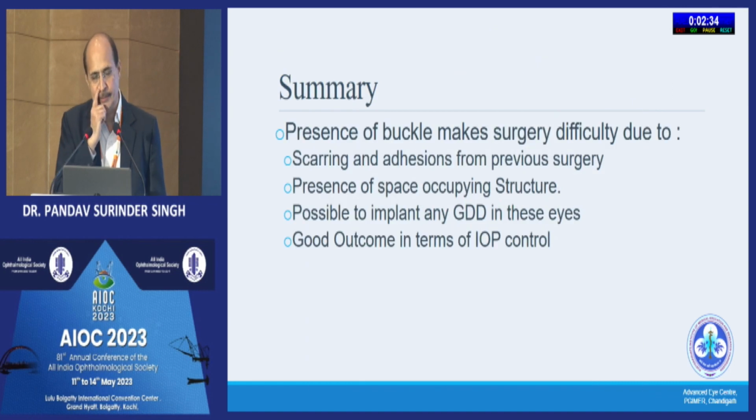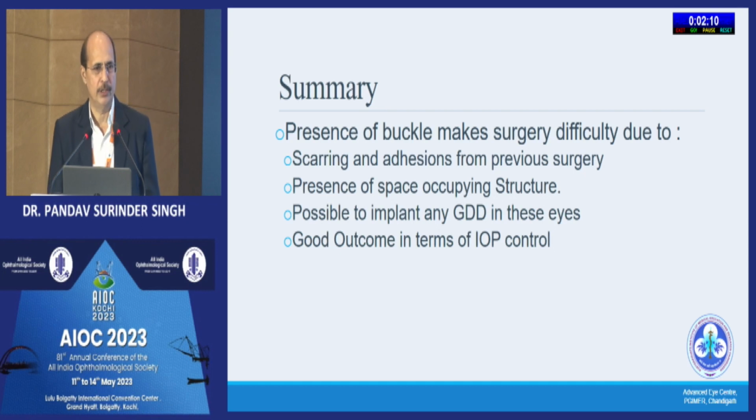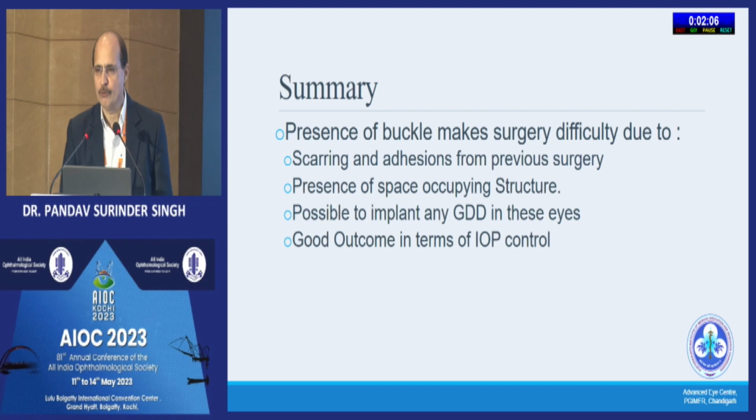To summarize, the presence of a buckle makes surgery very difficult due to extensive scarring, adhesions, previous surgeries, and the presence of a space-occupying structure already in the orbit, and you want to add something more to it. This becomes difficult. But it is possible to implant glaucoma drainage devices in these eyes, and you can have good IOP control, and in some of these eyes you can save vision. Thank you very much for this opportunity once again, Faisal.